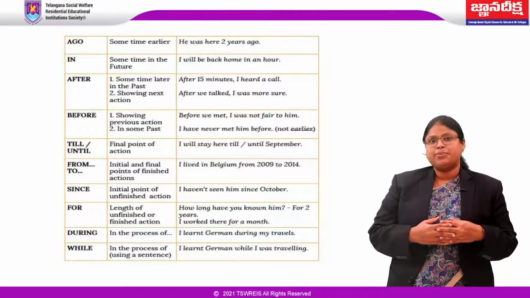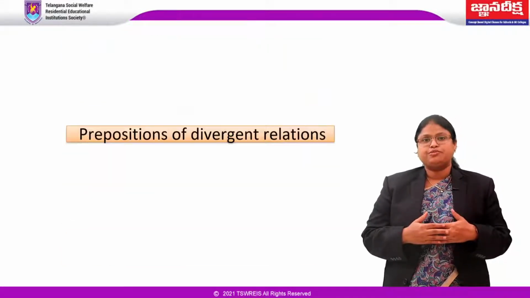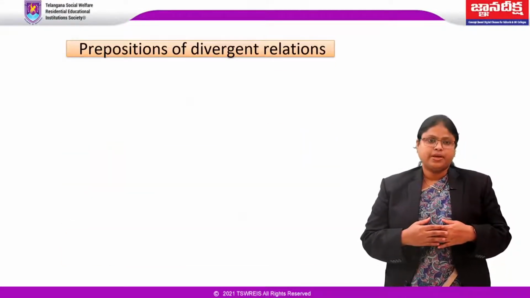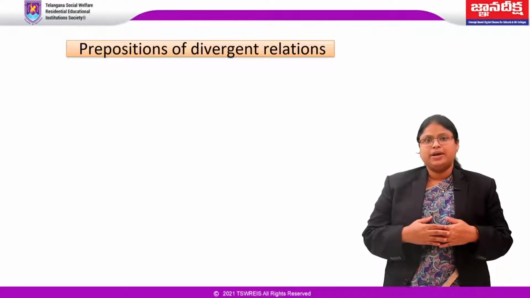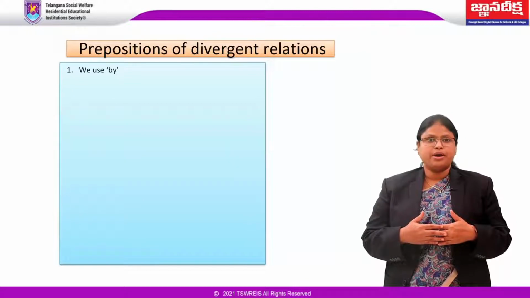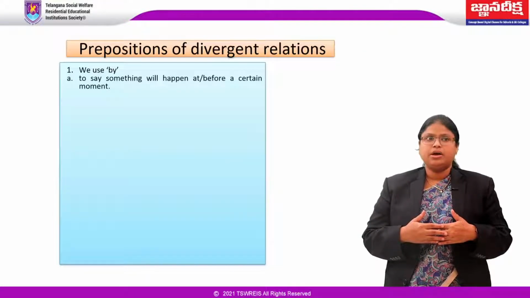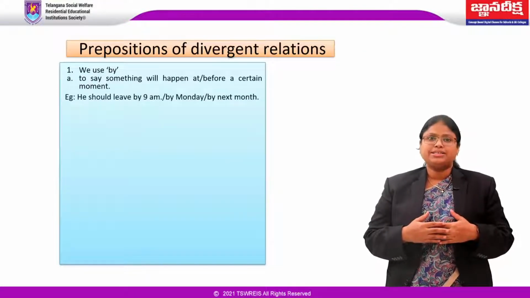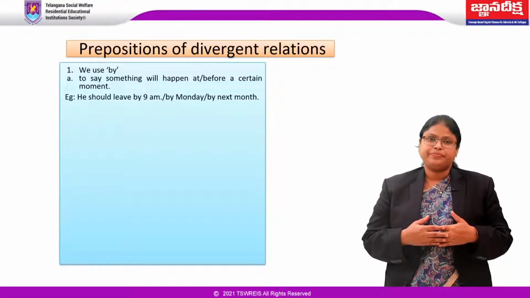Moving on to the next one, it is prepositions of divergent relations. There are about 8 of them, like by, for, since, to, from, with, between, among. Each one has its own distinctive usage. We will see about each of them now.